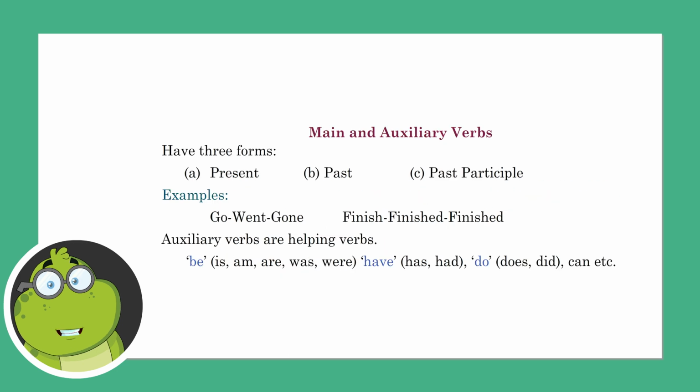Main and auxiliary verbs have three forms: present, past, past participle. Examples: go, went, gone; finish, finished, finished. Auxiliary verbs are helping verbs: be, is, am, are, was, were, have, has, had, do, does, did, can, etc.